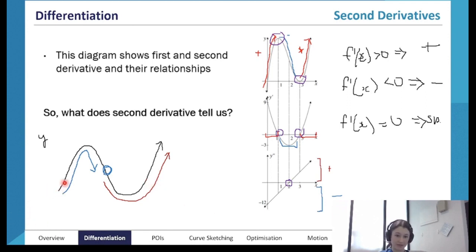So as you can see here, this section of the function has a certain concavity because the gradient is decreasing. And then in this section, the gradient is increasing, but then we have this point in here where the gradient changes from decreasing to increasing. And this is called our point of inflection. So if you have a look back over at our diagram over here, we're looking again at our initial function related to our second derivative.